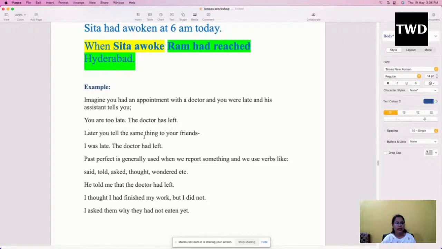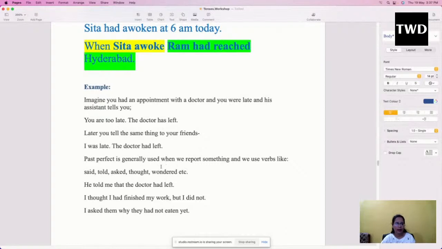Later you tell the same thing to your friends. Later you go back to your room, or maybe you are in your office, or when you are meeting your friend, at that point of time you are telling him, I was late, the doctor had left. Because you know there is a long time gap between these incidents, when the doctor left and when you met your friend. Okay, so I was late and the doctor had left.